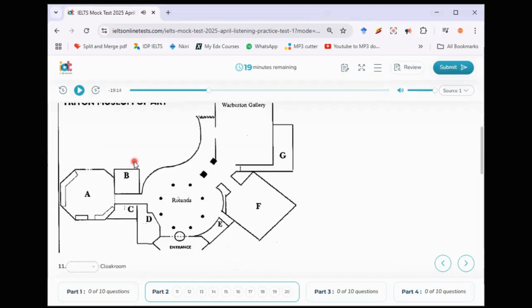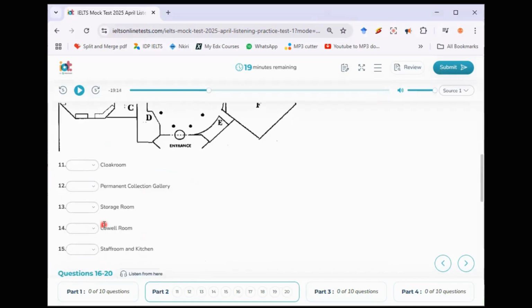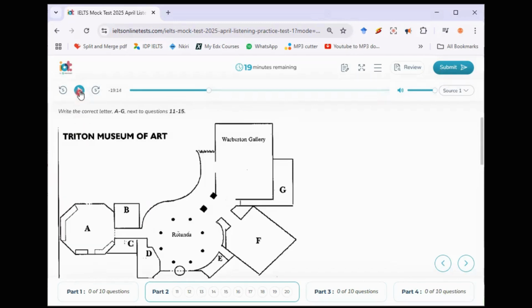So he says, now he wants to talk about the store. I can't see anything like store on this list from 11 to 15. Store is not on the list. So let's just continue with the audio and see what he wants to say.